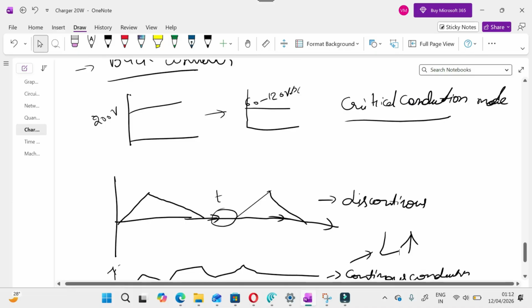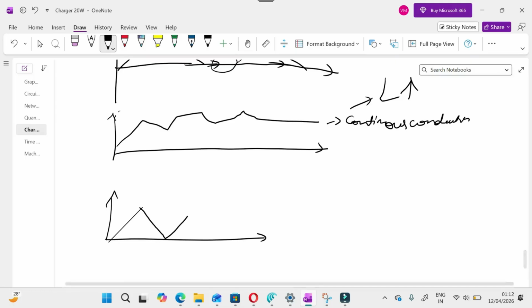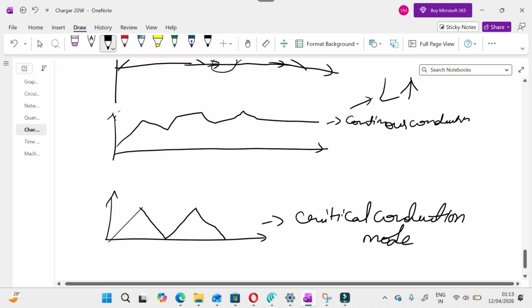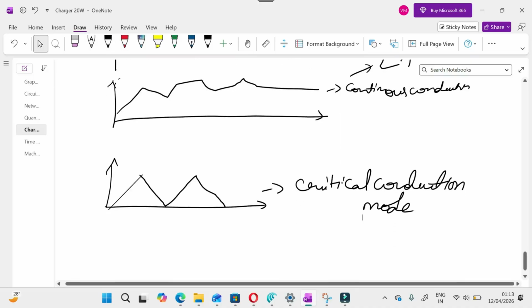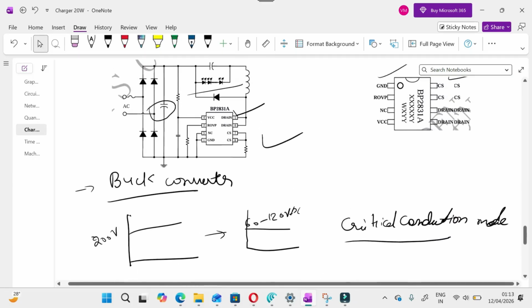But for our application of LED driver circuit, it is operated in critical conduction mode. That means the L value is chosen in such a way that it is critically conducted. That means current reaches the maximum value and later it will drop to zero, and immediately it rises to maximum value and immediately drops to zero. This is called critical conduction mode. If this part is clear, with this type of switching, this IC controls the current of the LED bulb.